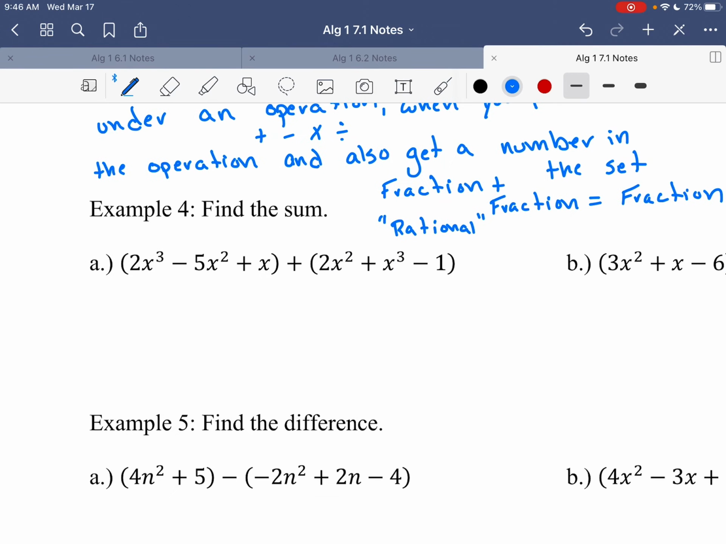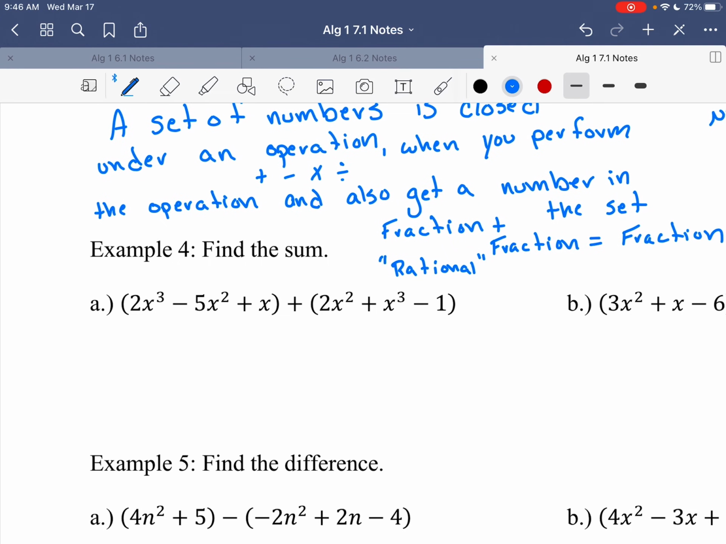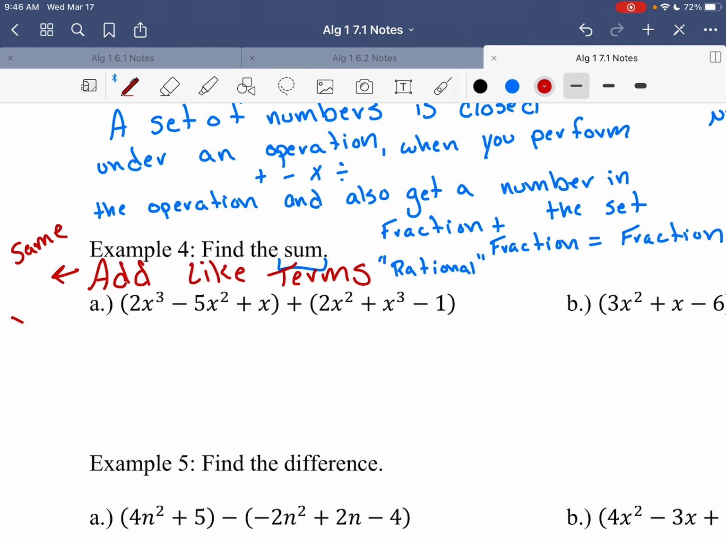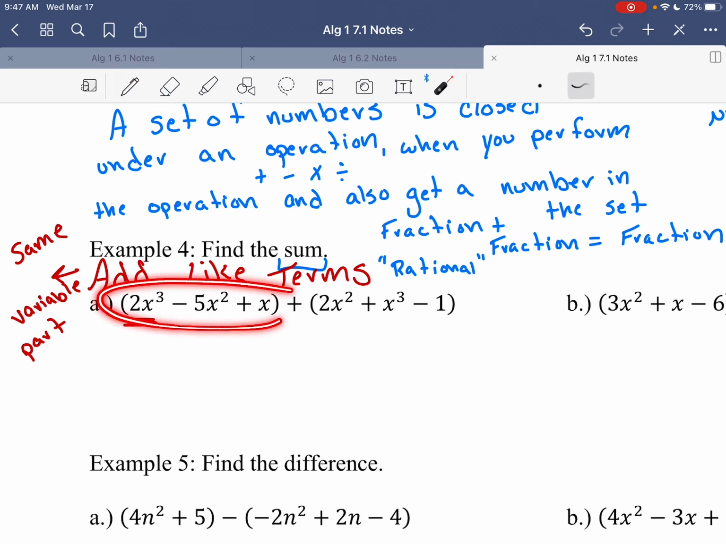But one word of caution, when adding polynomials, you add like terms. So to find the sum, I add like terms. What we mean by like terms is they have to have the same variable part. So I really like to color code here. If I've got a 2x to the third minus 5x squared, again, I'm going to come in and right away write that as plus a negative. I'm taking this polynomial here, adding it to this one here.